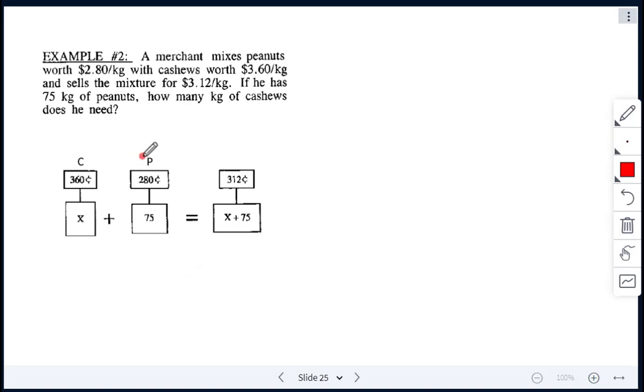All right, so for cashews, it's x, and then the total will be x plus 75 to make that mixture. So our equation then, we have 360 times x plus 280 is being multiplied by 75, and that's equal to 312 times x plus 75.